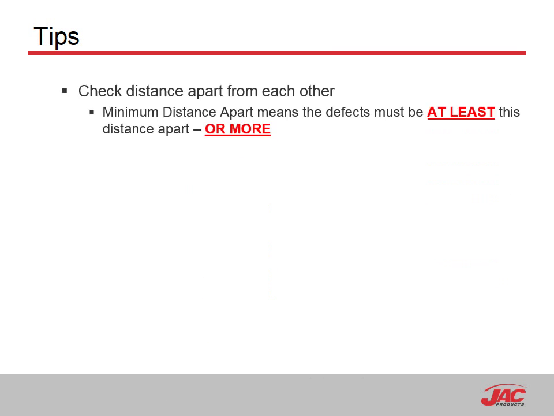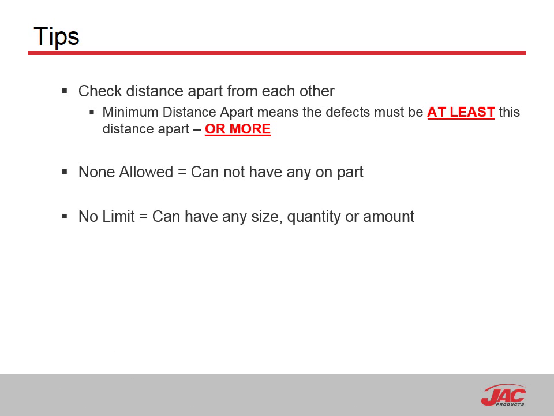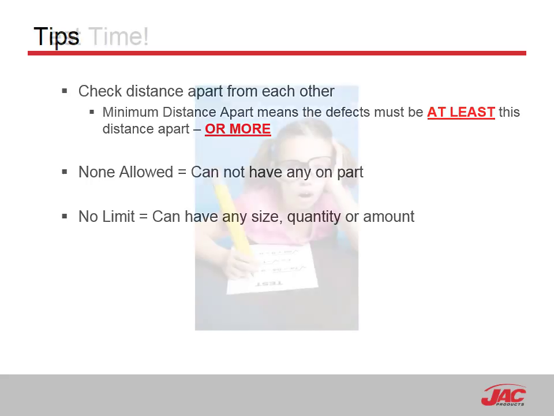When using the appearance standard, don't forget to use these tips. If there is more than 1 defect on the part, make sure to check the distance apart from each other. If the appearance standard says none allowed, that means you cannot have any of those defects on the part at all. If the appearance standard says no limit, that means you can have any size, quantity, or amount of defects of that type on the part.